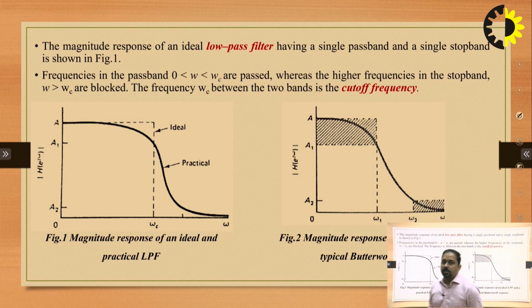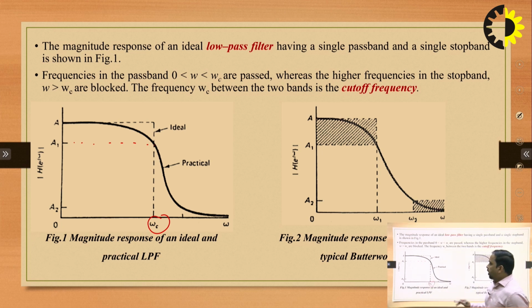Now we have two frequency responses here. In the first figure we have the magnitude response of a practical low pass filter, the dark solid line, and the ideal frequency response of a low pass filter, shown in dashed lines. Here ωc is the cutoff frequency. As per the definition, the cutoff frequency is the frequency where the gain reduces to 1 by root 2 times the maximum gain.